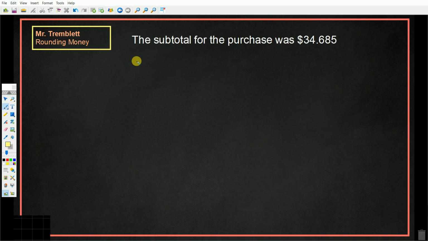Last example, we have this one, $34.68, and then we have a 5 after that. And the reason we chose this one is because it's a 5. It's right in the middle. So if I'm going to look at this place value here, I'm asking myself, is it $34.68, or is it going to be $34.69, where the second number after the decimal goes up 1?